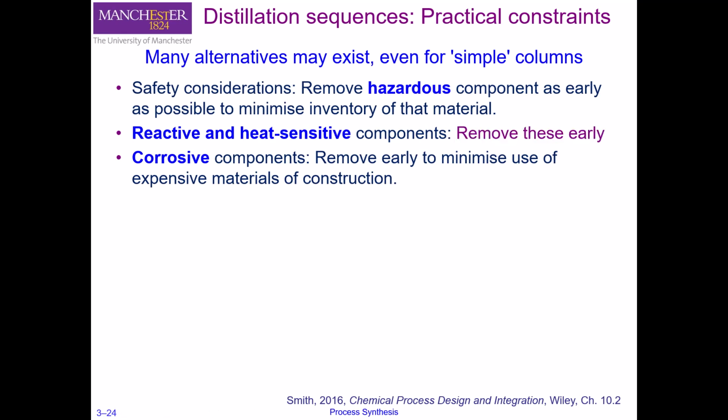Secondly, we consider components which react, polymerize, or are heat sensitive. The more we have them in the sequence, the more damage we are going to do. Therefore, again, we would like to remove these components early in the sequence if it makes sense to do so. Thirdly, if we have components that are corrosive in nature, every column they are in needs special material of construction, or we will introduce other risks. Again, we try to minimize the number of columns in which the corrosive compounds are present and remove them early from the sequence so that we can contain the problem.